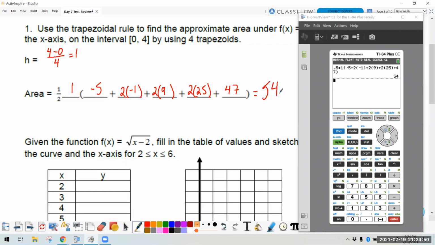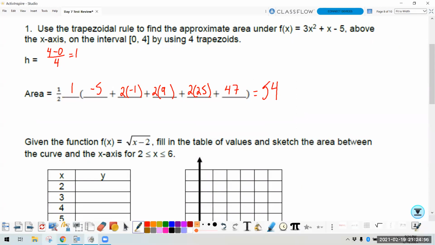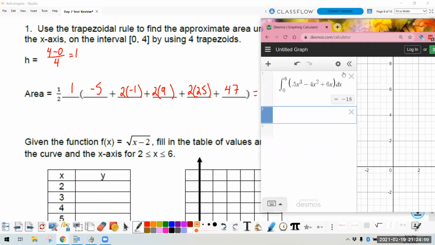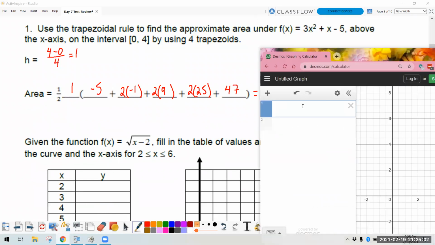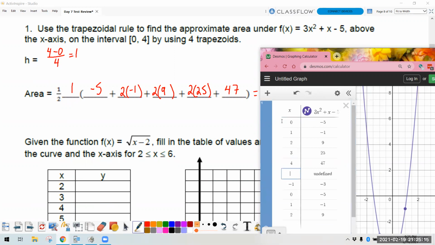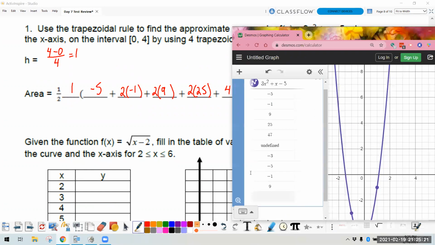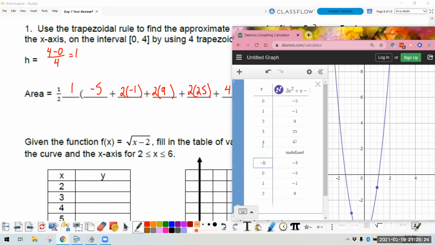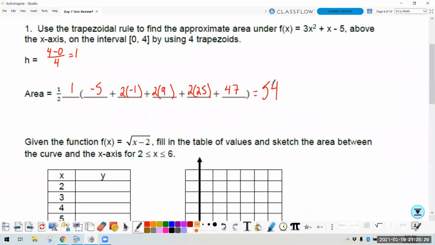54. Make sure I typed that right. I did. Okay. So now if you're in Desmos, the table of values comes from this little gear up here. We got 3x squared plus x minus 5. And I hit the gear, go to my table, and then I can type in, I want to go from 0 to 1 to 2 to 3 to 4. I can get rid of all the extra ones if I want. It doesn't really matter. You're just looking at these y values to plug them into your trapezoid rule to add them up.